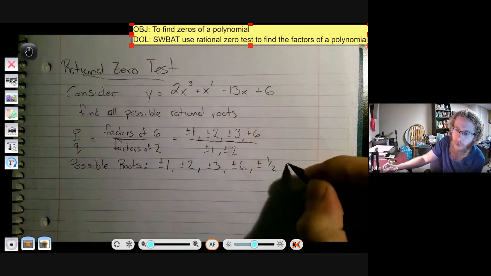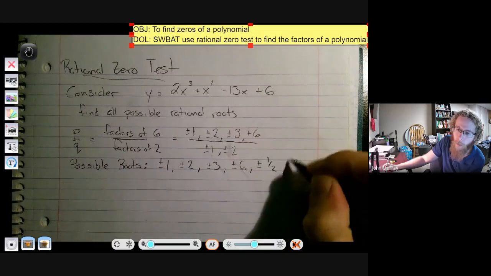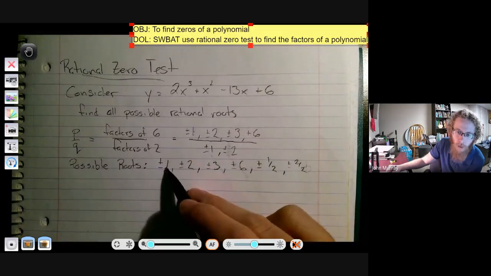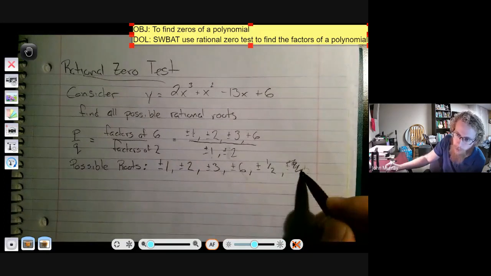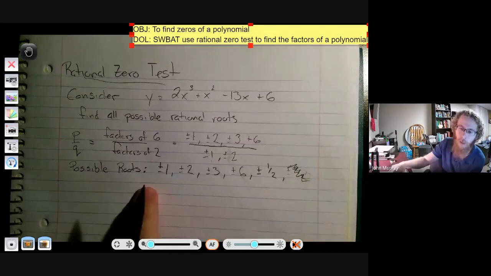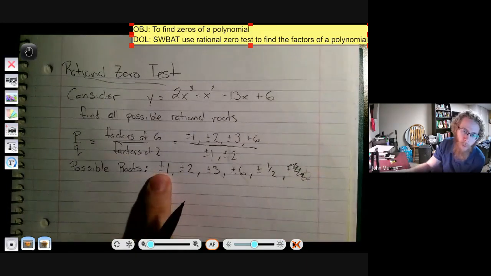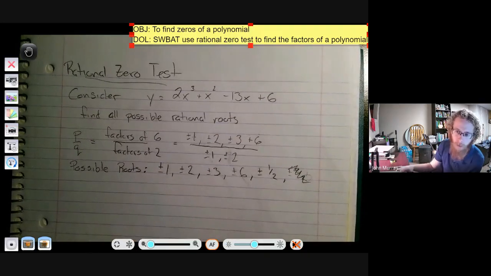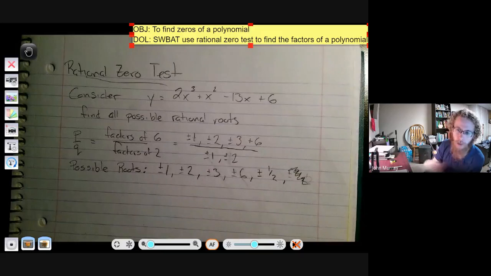I have 2 over 2, but when we simplify 2 over 2, that gets us 1. So I don't want to repeat it, so we can cross it out. We don't need it. Okay, it's still a factor, but it matches up with a factor that we came up with before. Right, so it repeats itself. We don't need to repeat it for our sake.